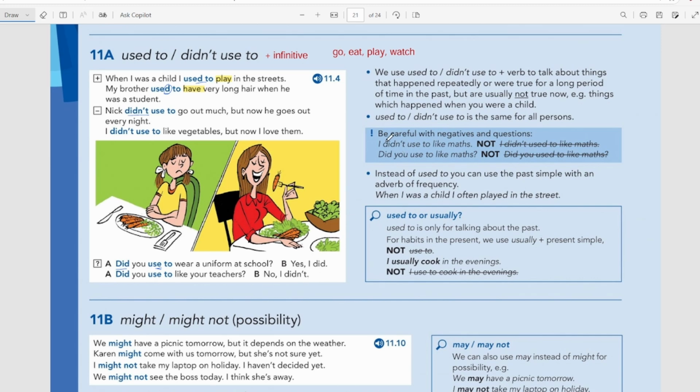Be careful here with negatives and questions. I didn't use to like math. Yeah, they're talking about the same thing I've just told you, that we should not add D when I say didn't. The same rule applies for did. Look, did. There's no D here. So D is being removed, guys. We should be careful about that. Now, used to we use to talk about past habits, and if I want to talk about present or current habits, I use usually. For habits in present, we use usually. I usually do that. I usually do this, and so on. I usually cook in the evenings. Okay, so I think it's clear.